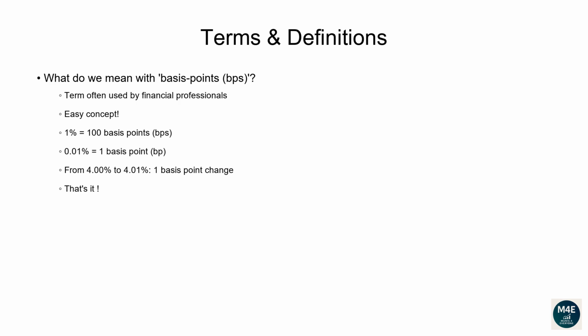For example, if the yield of a muni bond changes from 4.00% to 4.01%, it's simply easier to say the yield increased by 1 basis point, instead of saying the yield increased by 0.01%. That's it.